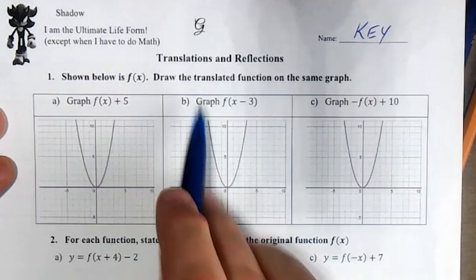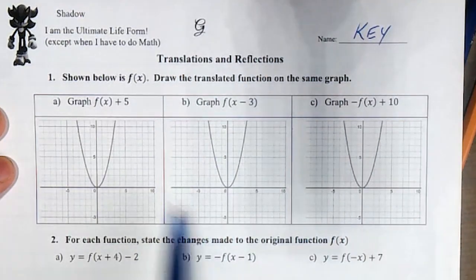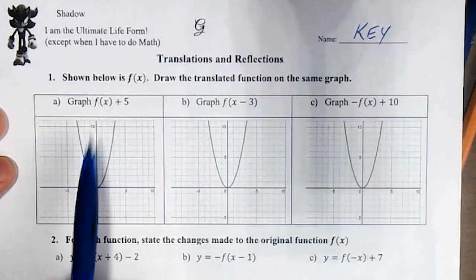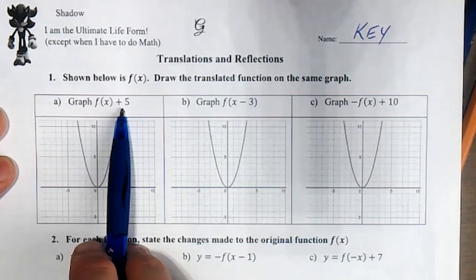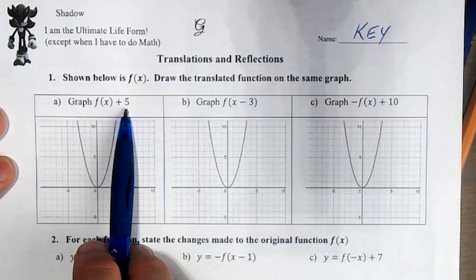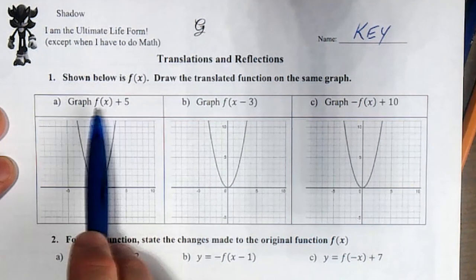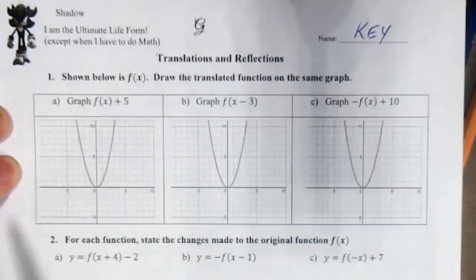Okay, for this one we are going to translate and reflect. This one right here, we're going to take the current function and move it 5 units up. And I know it's going up and down because it's outside the brackets. It's not in the brackets with the x.